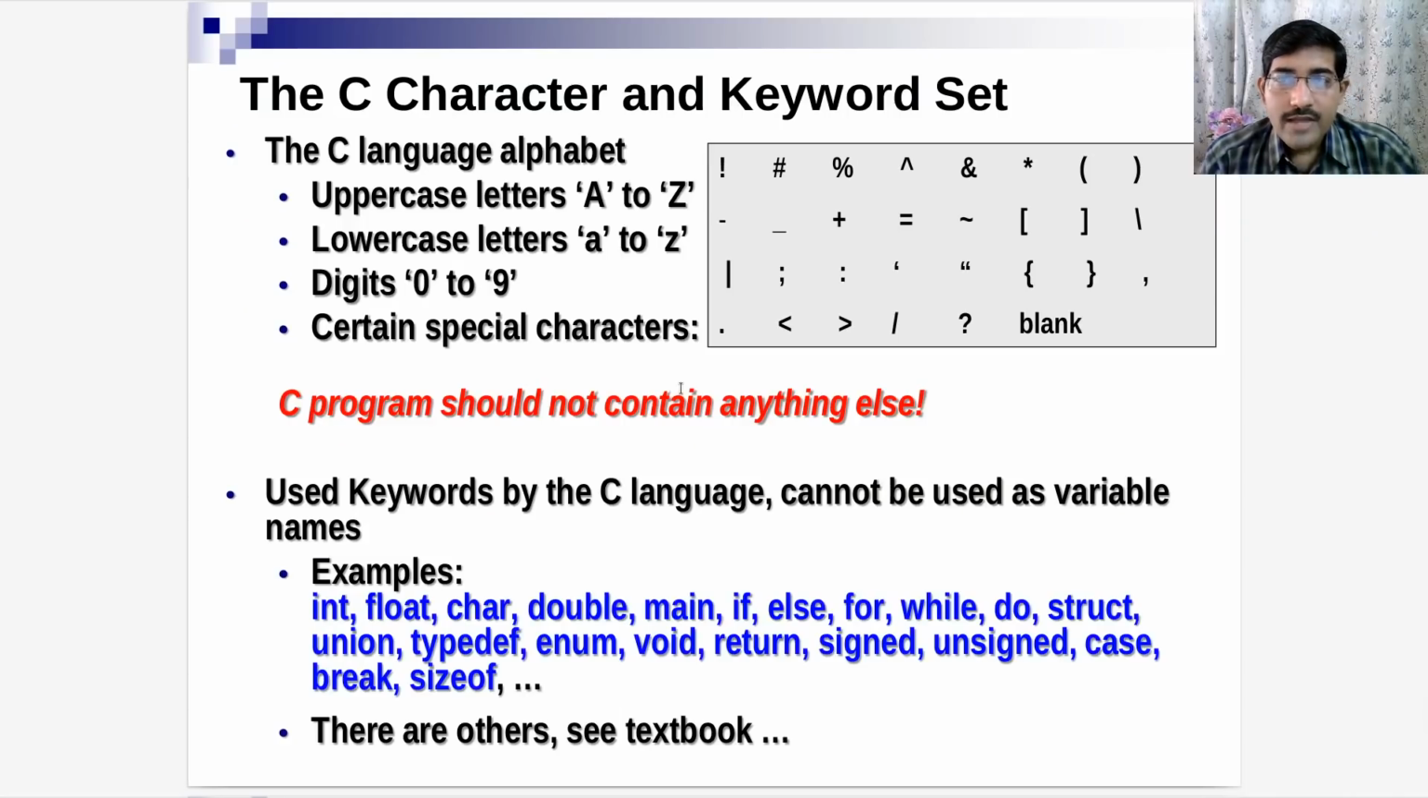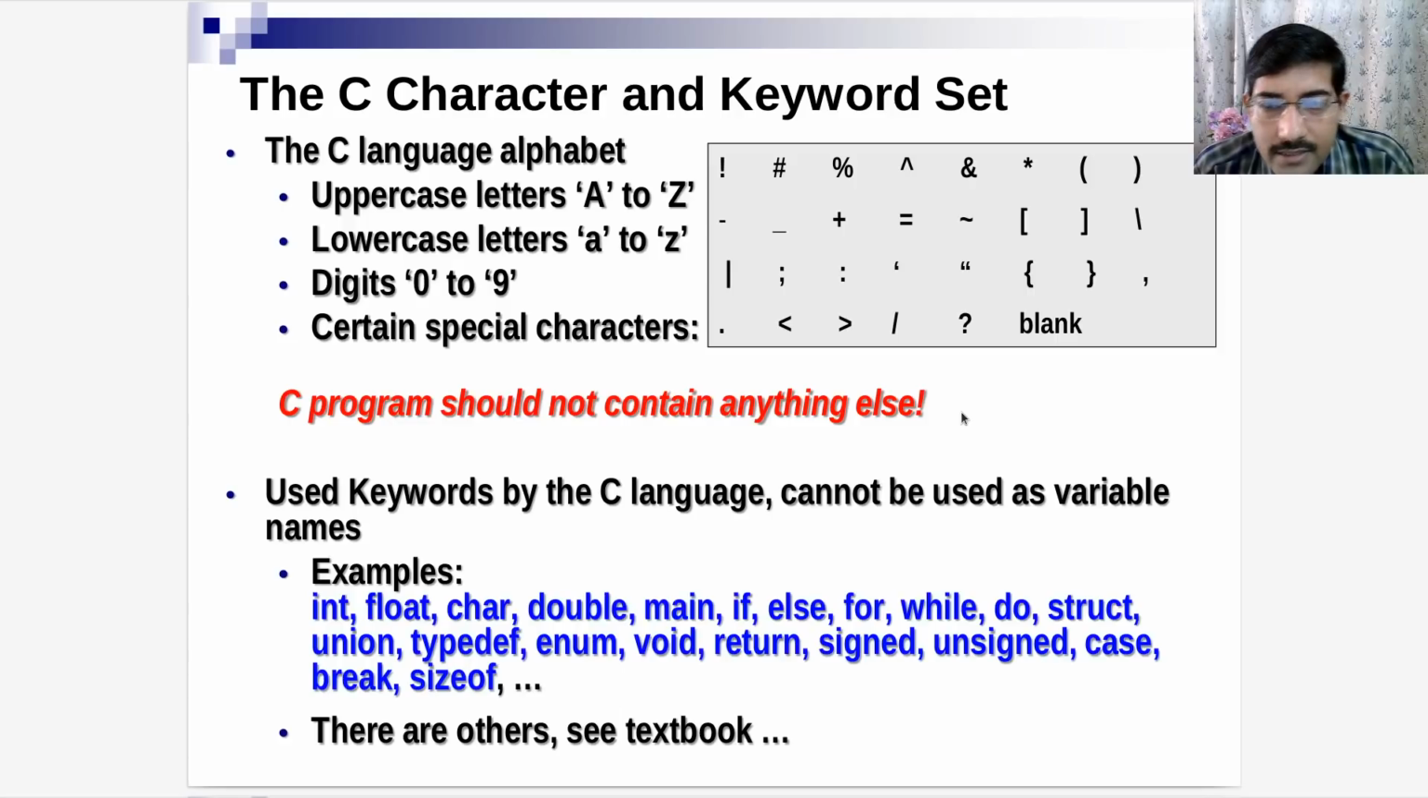So as I already told, there is a language that a computer can understand. It understands letters from capital A to Z, lowercase a to z, digits 0 to 9, and certain special characters. Here is the set; in any standard book or even on the internet you can find it. So a C program does not contain anything else. It contains these things, and every character is from this set.